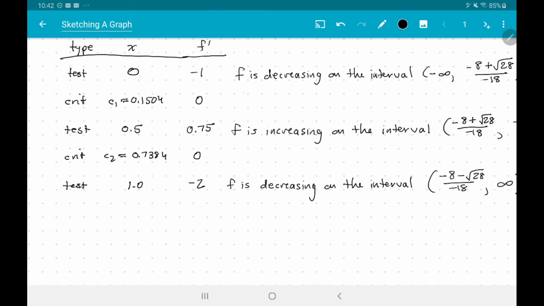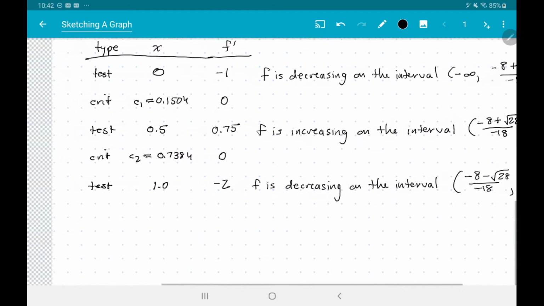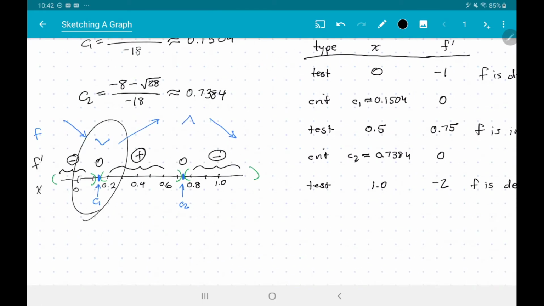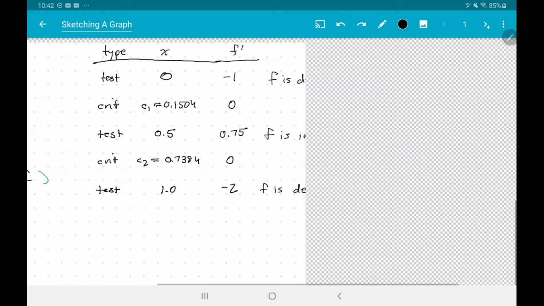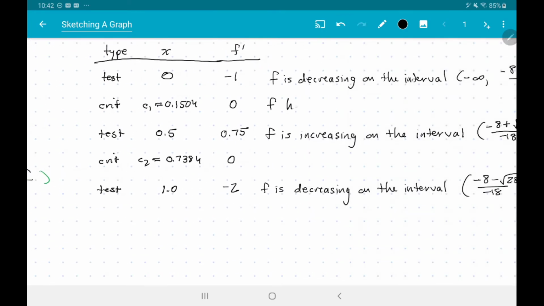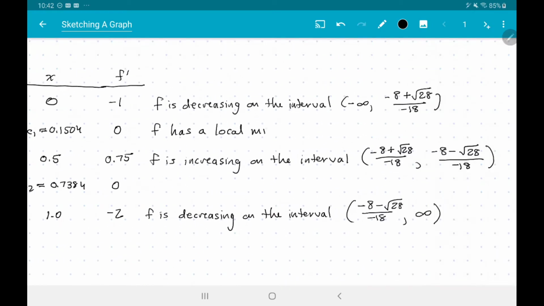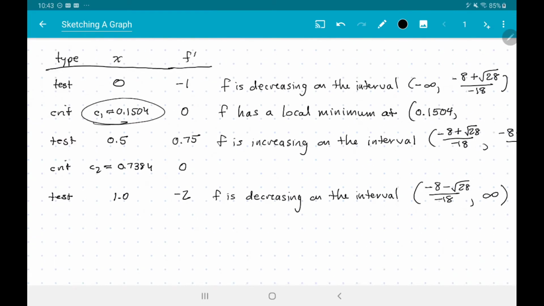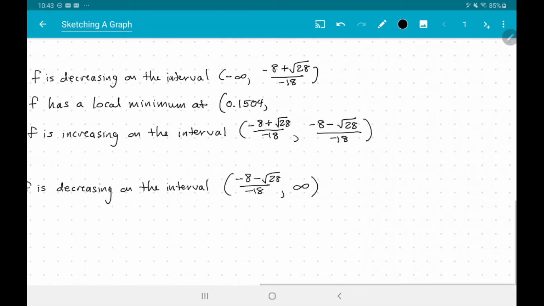Next, we need to write down the local maximum and minimum points. So first, we found a local minimum at C1. So f has a local minimum at, I'm going to do this as a decimal approximation. It's just very hard to get the exact formula for the y coordinate. So I'll use the critical number there as the x-coordinate. Now, how do you get the y-coordinate?